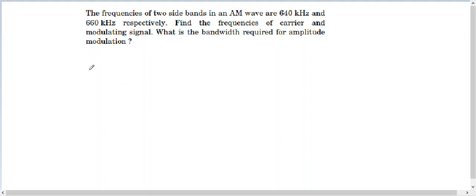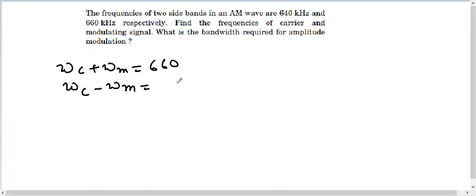Alright, so in this question, we are given the frequencies of two sidebands, that is ωc + ωm is given to us as 660 and ωc − ωm is given to us as 640. So we have to solve for ωc and ωm. It's quite simple, we have two equations and two variables.